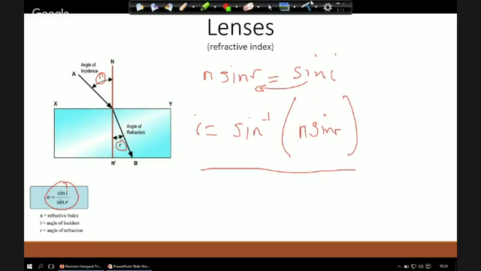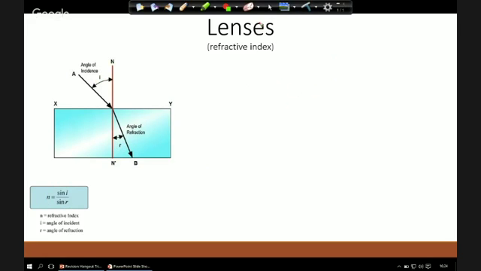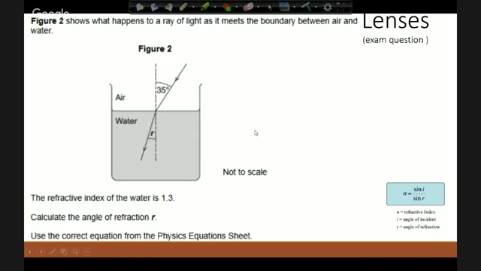Okay, so if I get rid of this and we look at our next question. Here's a classic question. They're going to give you the, well, let's read it all the way through. Figure 2 shows what happens to a ray of light as it meets the boundary between air and water. Now the refractive index of the water is 1.3, so that's my n, and it wants me to find r. Now it tells me there the angle of incidence, i, so I can even put i there, and it wants me to find this angle here.